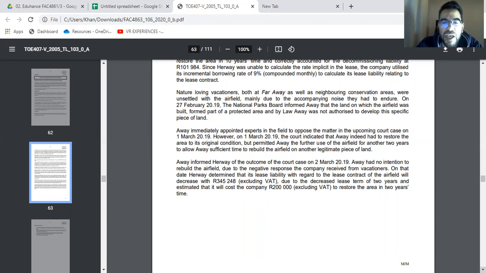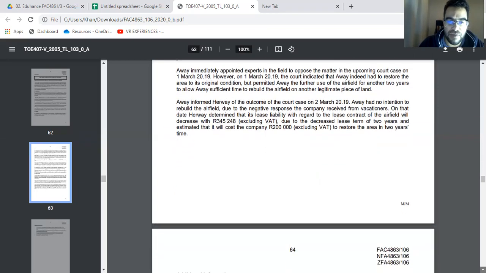Away informed Herway of the outcome of the court case on 2nd March 2019. Away had no intention to rebuild the airfield due to the negative response the company received from vacationers. On that date, Herway determined that its lease liability with regard to the lease contract of the airfield will decrease with 345,000 Rand due to the decreased lease term of 2 years, and estimated that it will cost the company 200,000 Rand to restore the area in 2 years' time. Okay, so just take note of that.